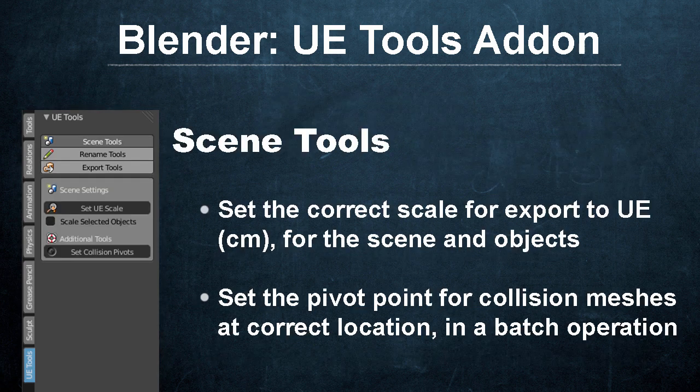So the scene tools, as you can see here, have very few options. One to set up the scale of the scene, and then another to set up the scale of the objects in the scene at the same time in centimeters, so at the correct scale for Unreal Engine 4. And then I have a place for additional tools, and for now I only have one tool here to set the pivot point for the collision objects at the correct place. You will see later in the next videos what that means.